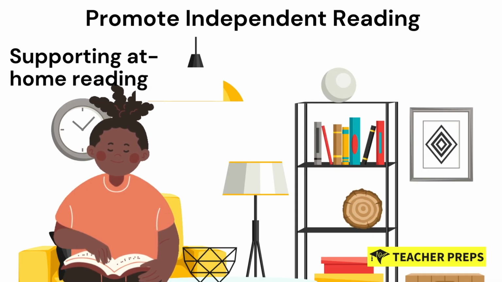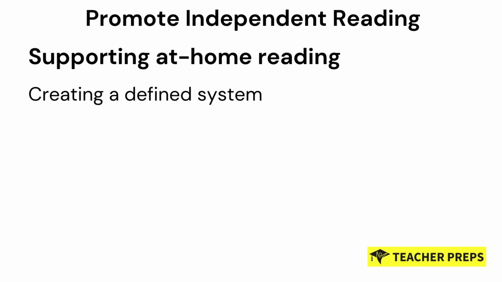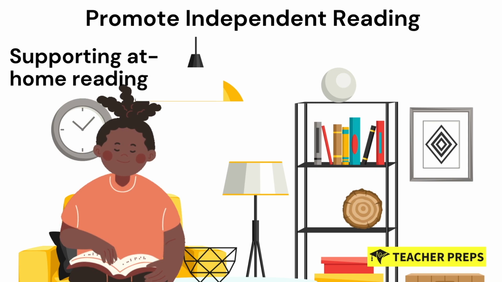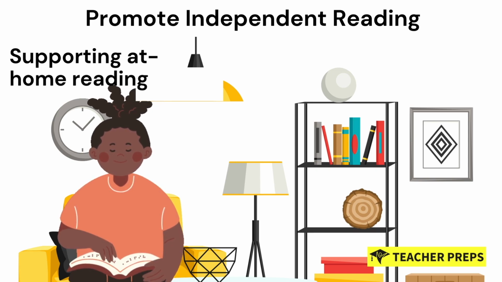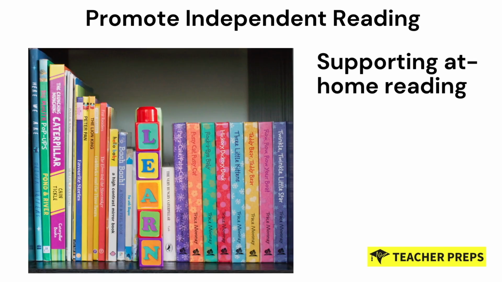The next strategy to promote independent reading is to help get students reading at home. As teachers, we can do this by creating a defined system where the teacher makes sure that the student leaves the classroom with a book and a reading log. The parent or guardian provides a safe, quiet space for the student to read. This student's job is to read, return the book back to school, and bring the parent or guardian's signature back from the reading log.